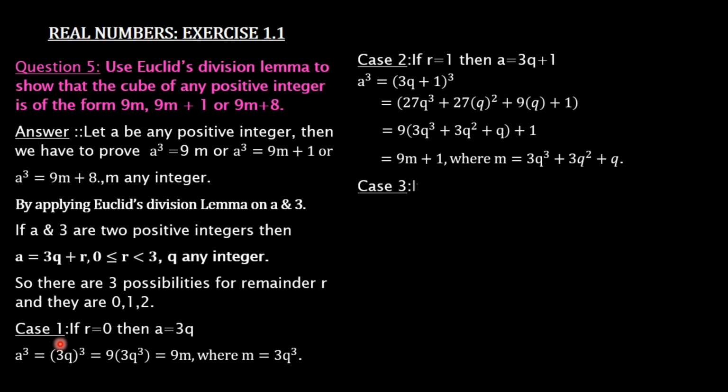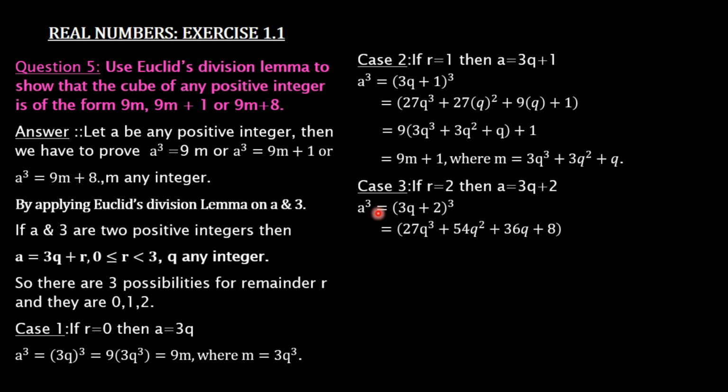Case 3, if r equals 2, then a equals 3q plus 2. And what is (3q plus 2) whole cube? That is (3q) whole cube, that is 27q cube, plus 3 into (3q) whole square into 2, that is 27 into 2, that is 54q square. Then 3 into 3q into 4, that is 9 into 4, 36q, plus 8. Okay, this is an expansion. It is of the form 9m plus 8.